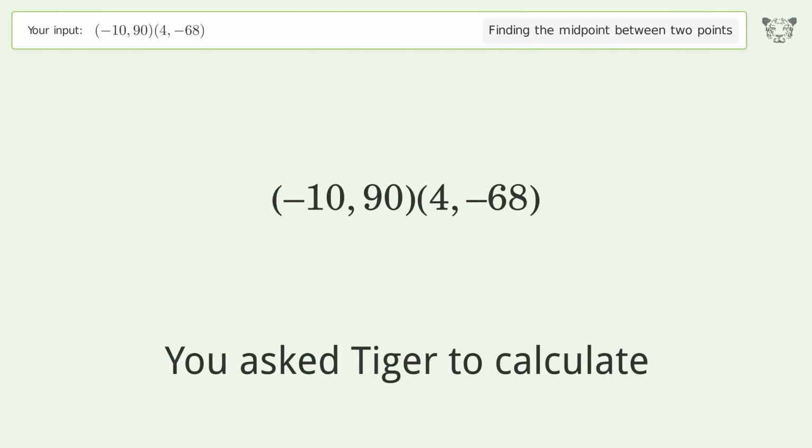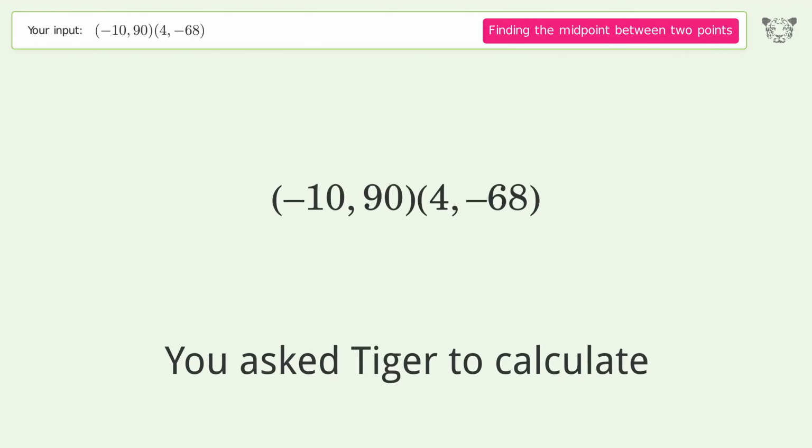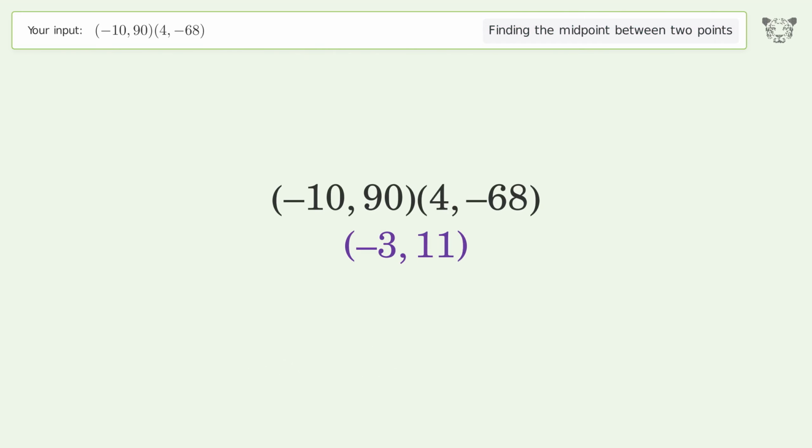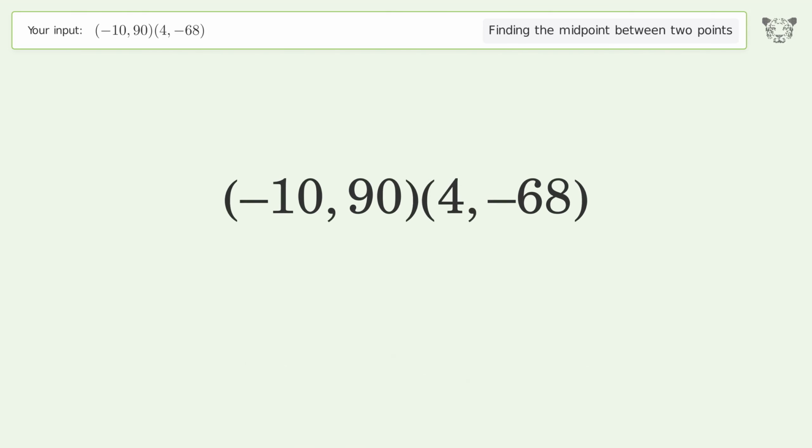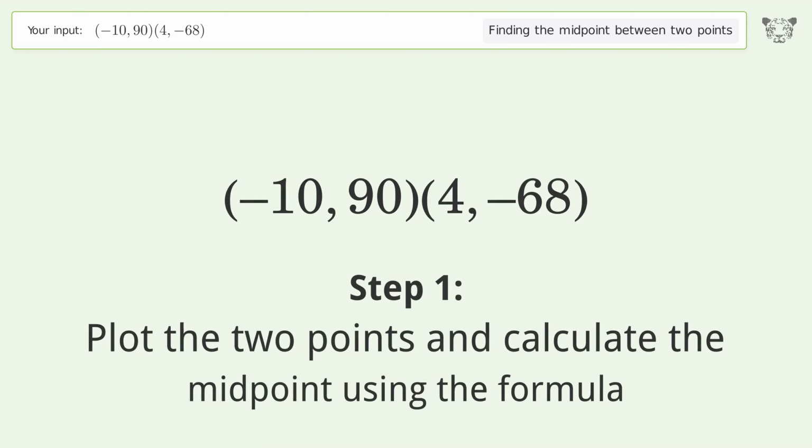You ask Tiger to calculate. This deals with finding the midpoint between 2 points. The midpoint between the 2 points is -3,11. Let's solve it step by step. Plot the 2 points and calculate the midpoint using the formula.